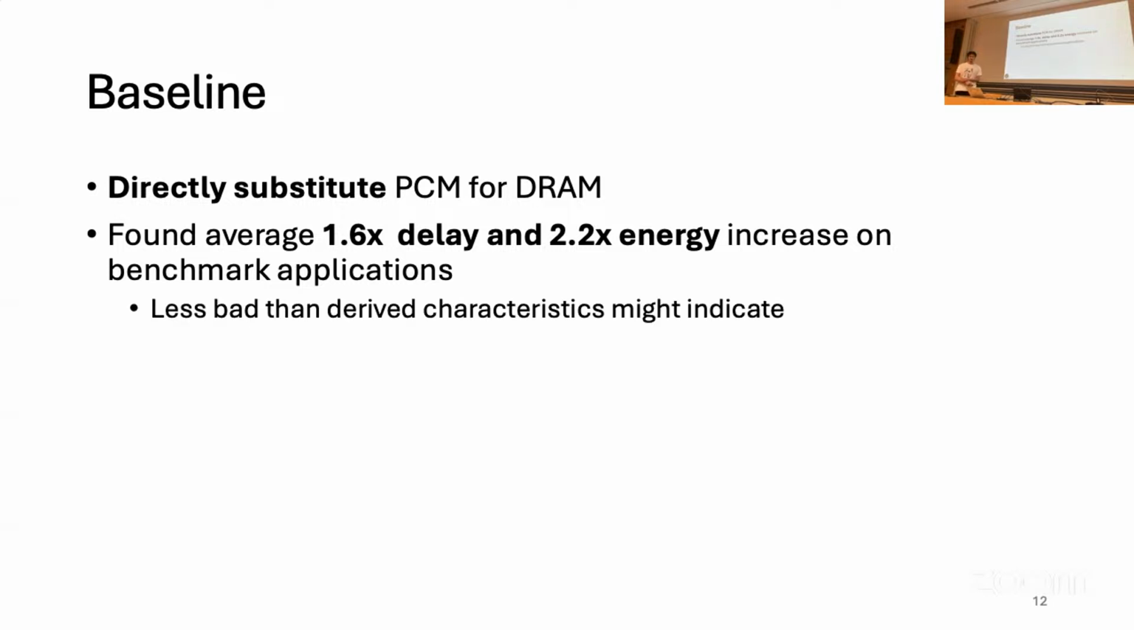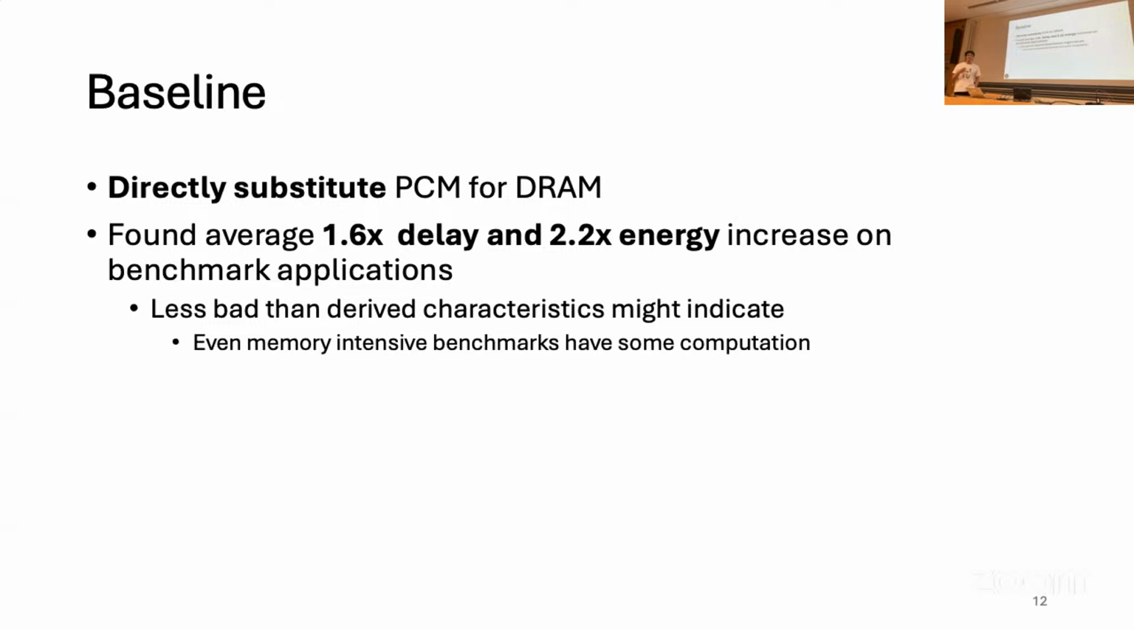And you might be surprised that this sounds pretty good compared to the raw numbers of the underlying characteristics that I talked about before. If you remember, like 12 times write latency, over 40 times write energy. Why is this so much better? Is there anything wrong with the model? What's going on? Just to give you some insight.